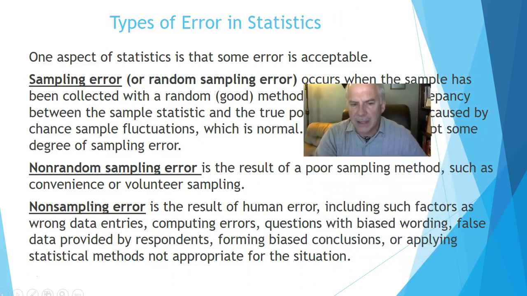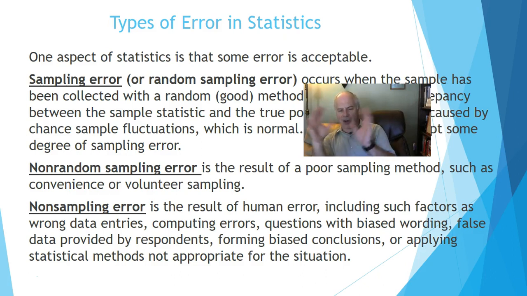Now, a non-sampling error is the result of human error. So that's like the worst kind. It could include wrong data entries, computing errors, questions that have biased wording, false data provided by the responders, forming biased conclusions, or applying statistical methods not appropriate for the situation. So definitely all of those human errors are errors that you want to try to avoid.